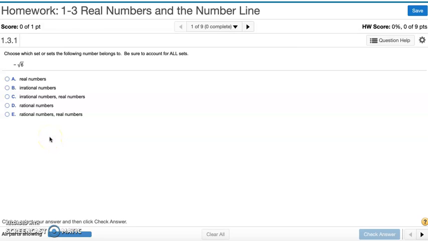1-3. Real numbers and the number line. Number 1. Choose which set or sets the following number belongs to. Be sure to account for all sets.